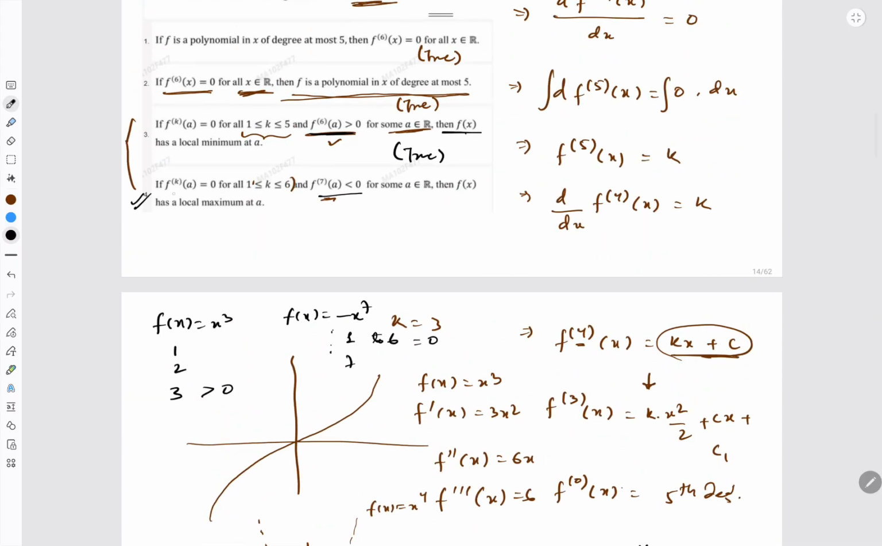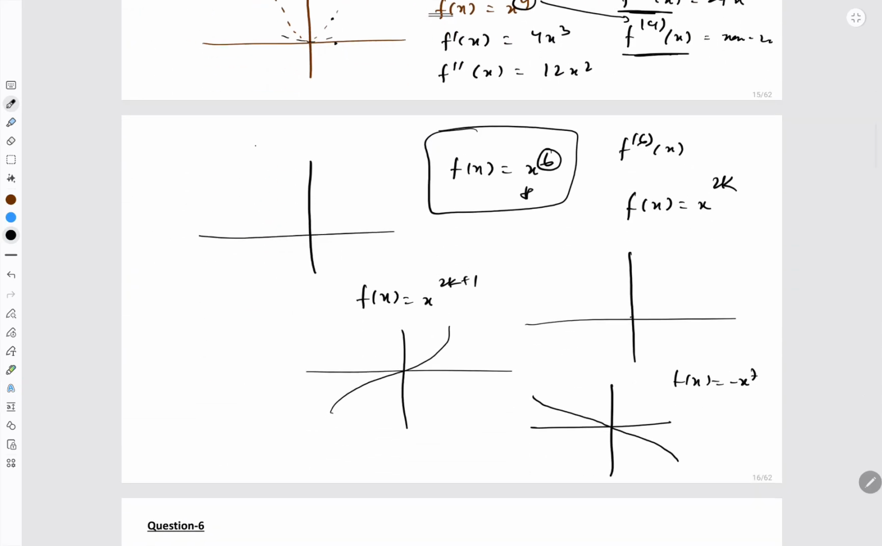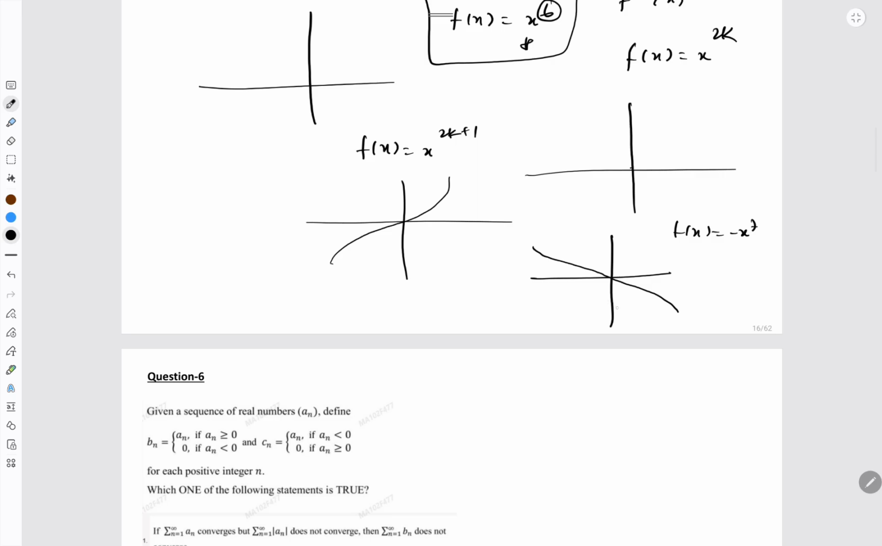So here this satisfies. So f^(k) at 0, it is saying for some a belongs to R, so I can take any a. At 0 it is 0, but at 7 it is negative. That means it is saying it has a local maxima. But we know that functions like x cube, odd powers, do not have a local maxima or local minima at x equal to 0. That is why these points are known as saddle points.